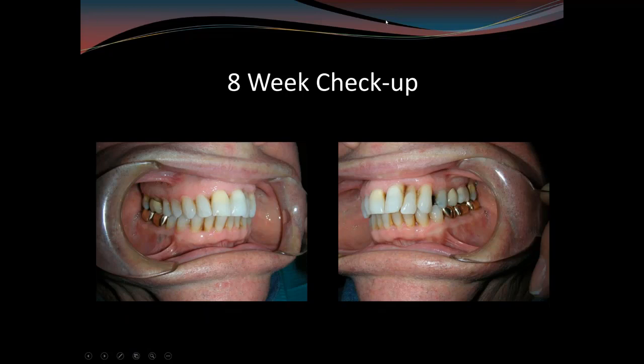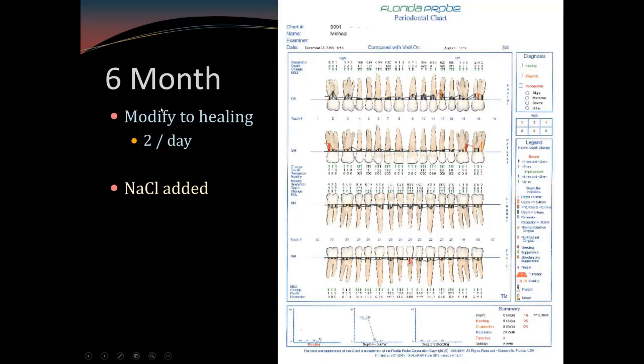Here he is at 6 months. Now, we've modified him from 4 times a day. He's now utilizing the system 2 times a day. We're going to include utilization of salt water, and I'll show you in a few more slides why, and that's because of the effect this has with the polymorphonuclear leukocyte. But you can see the progress that has been made for this gentleman, and all he's doing is oxygenating his pockets. Then we go in, yes, there'll be some subgingival calculus and tartar.